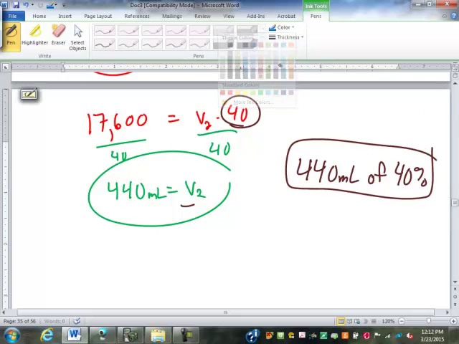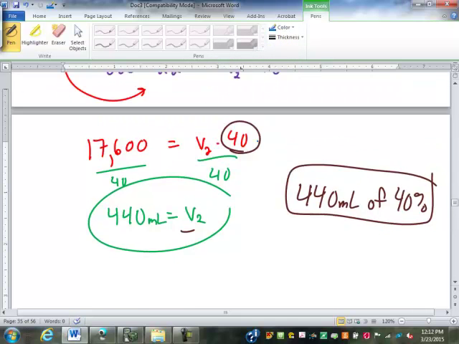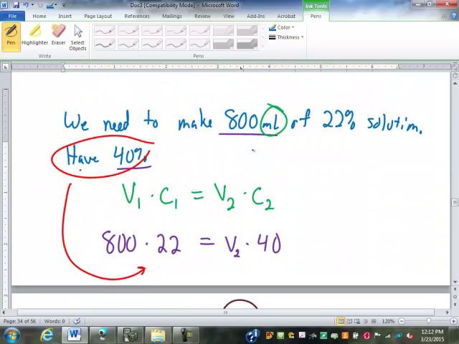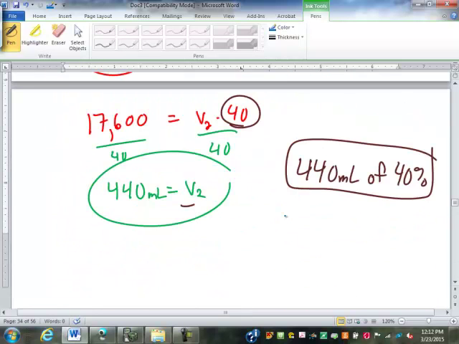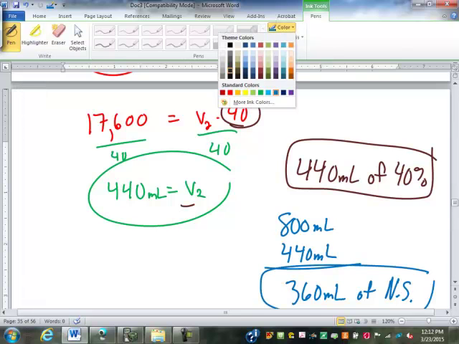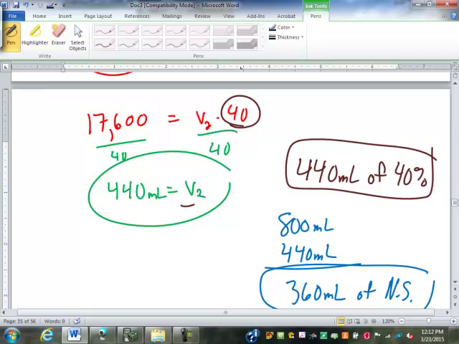To finish that problem up of how we're going to mix that, we still need to find the amount of saline or sterile water. Well, to get 800 milliliters total, if we're using 440 milliliters of the 40% solution, we subtract, that means there's 360 milliliters left of the saline or sterile water. Any questions?